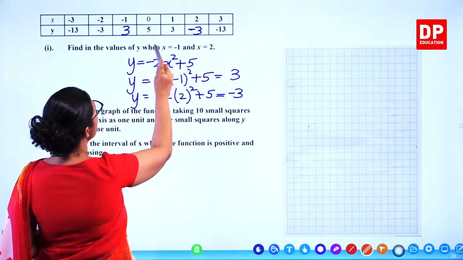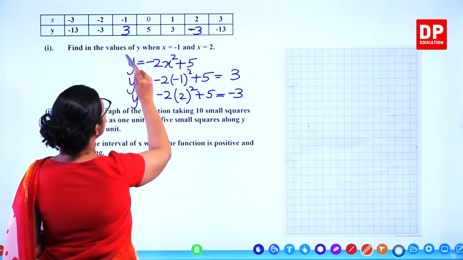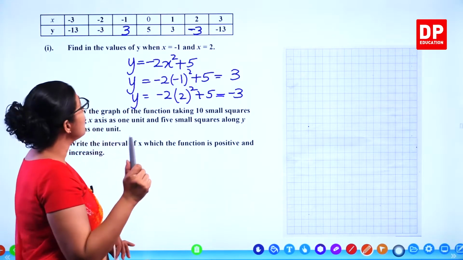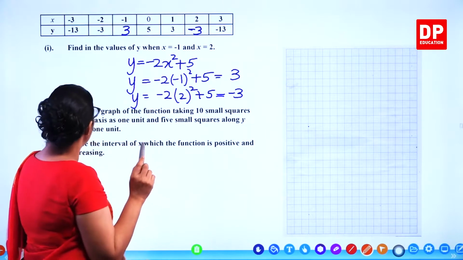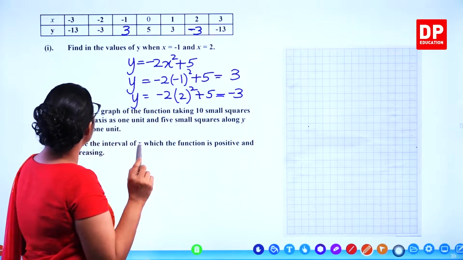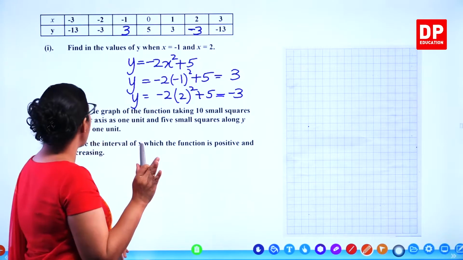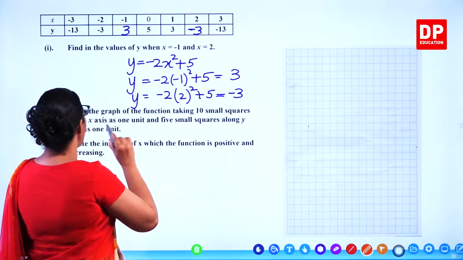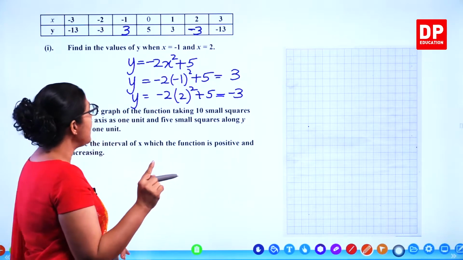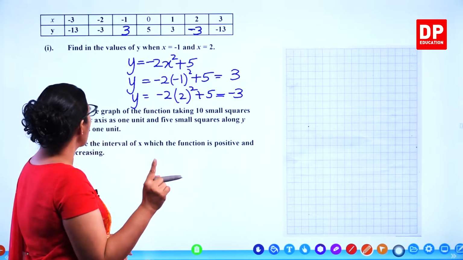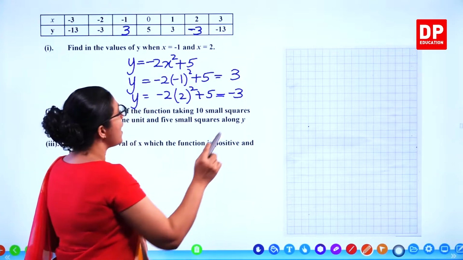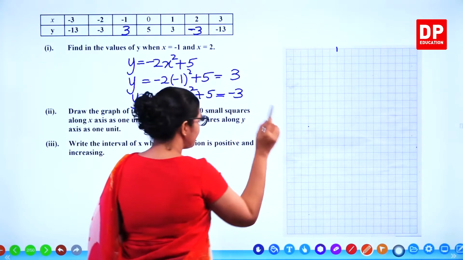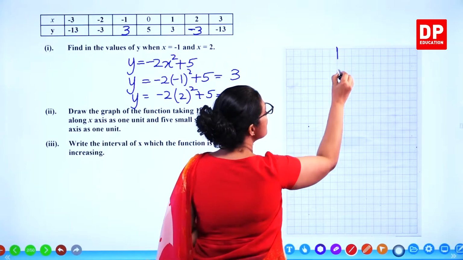Here can you see the symmetric value. This should be the axis of symmetry, 0, 5. So let's draw the graph. Draw the graph of the function taking 10 small squares along the x-axis as 1 unit and 5 small squares along the y-axis as 1 unit. So the scale is different. x is 10 squares for 1 unit. You can start from minus 3, minus 2, minus 1, 0 somewhere here. You can draw the y-axis first.